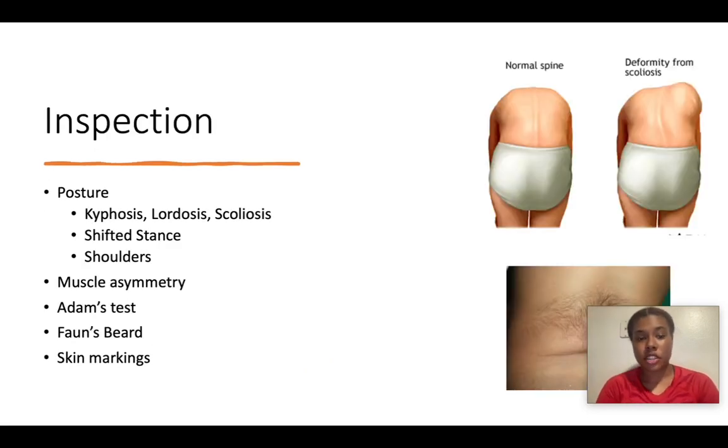So next we have inspection. This is where we want to look at the patient's posture as well as their spine. So we want to note if there is any kyphosis, lordosis, do they have any scoliosis deformities, do they have a shifted stance, are their shoulders protracted, are they symmetrical, do they have muscle asymmetry? We want them to perform the Adams test, which is basically them just bending over. We want to see what the spine looks like when they bend over. We want to know if there's any faun's beard or any skin markings.